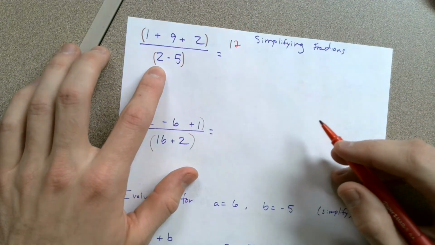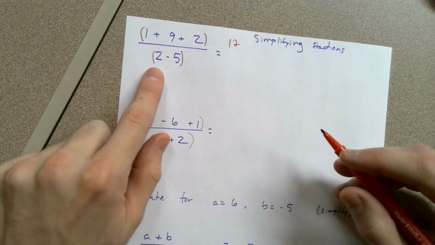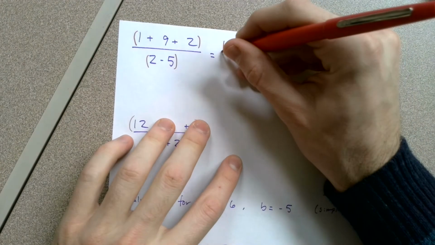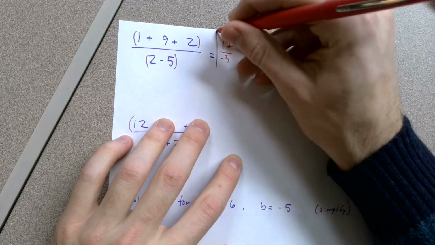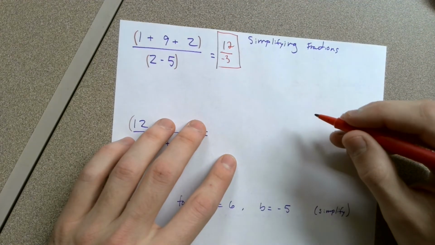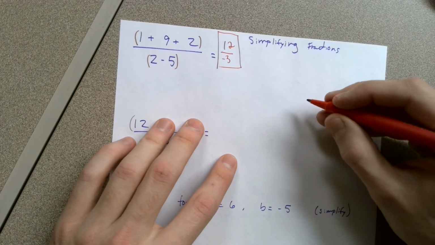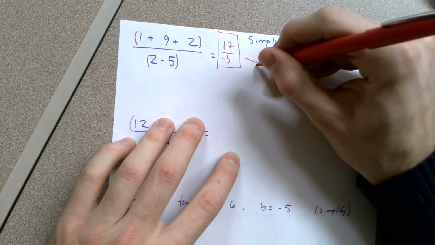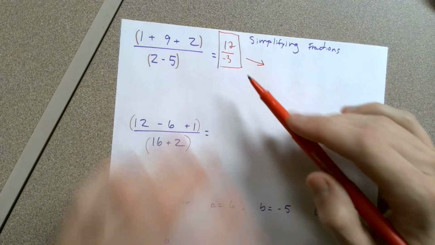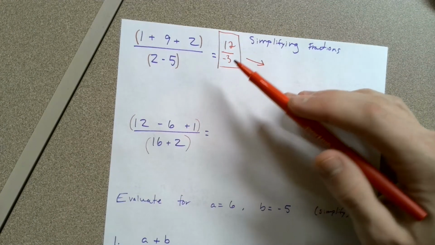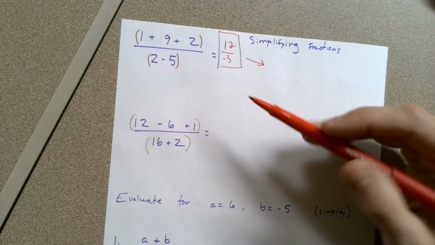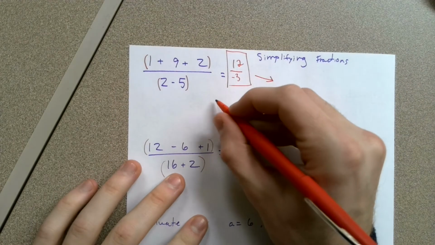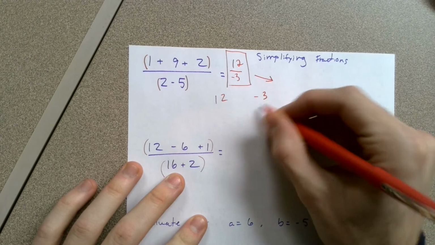On bottom, we have 2 minus 5. Positive 2 minus 5 is going to get me to negative 3. This is what my fraction really is. From here, what we can do is simplify this. When we're simplifying here, we have to find the greatest common divisor. We talked about that last week. This is where our trees come in.